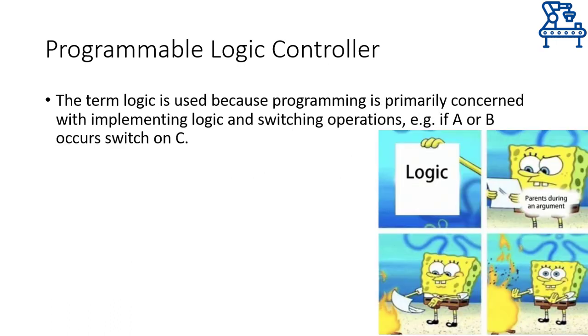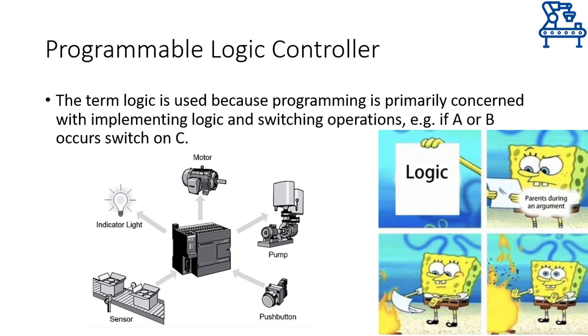The term logic appears in the name because PLCs are primarily used to implement logical circuits or operations. For example, if A or B occurs, switch on C, and similar situations. Over here, A and B represent the inputs that can be anything ranging from switches to expensive sensors or timers or counters as well. On the other hand, C represents the output actuators that can be anything from a simple LED to a high HP motor or a pneumatic cylinder to a hydraulic press.